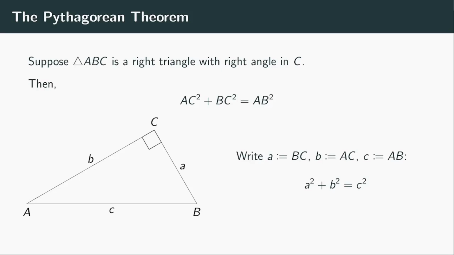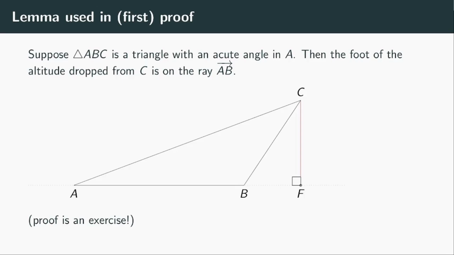Okay, conventionally what we do is we write a lowercase letter for the side opposite a given vertex. So here I have little c is my hypotenuse because it's opposite big C. I have little a opposite big A and little b opposite big B. And if I write it that way, I get the famous a squared plus b squared equals c squared. So let's prove this theorem.